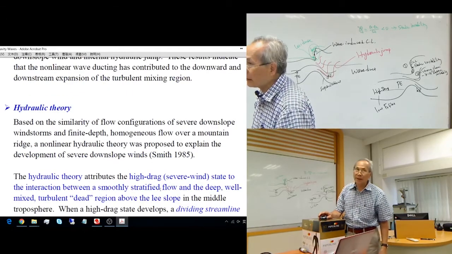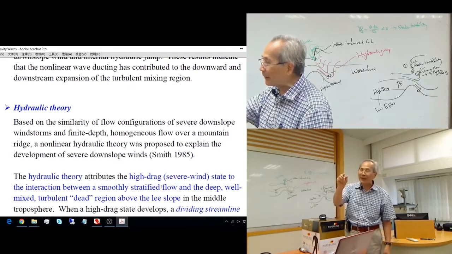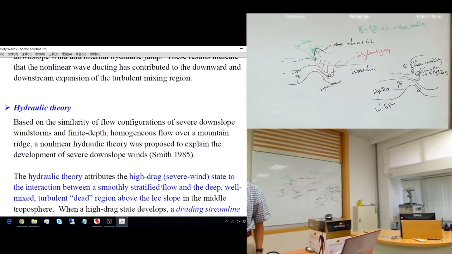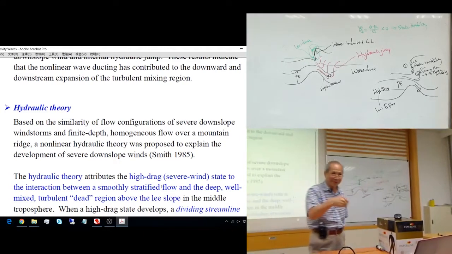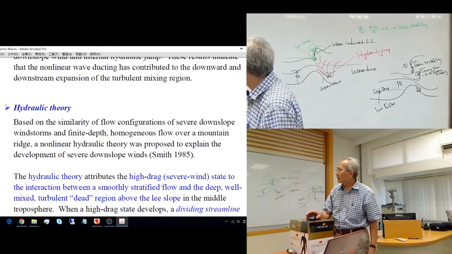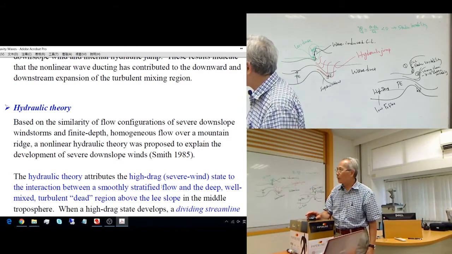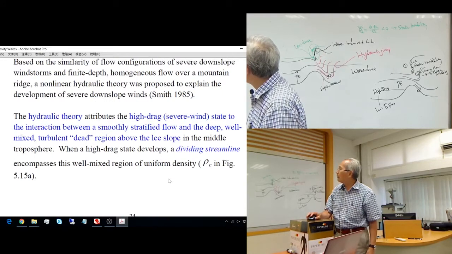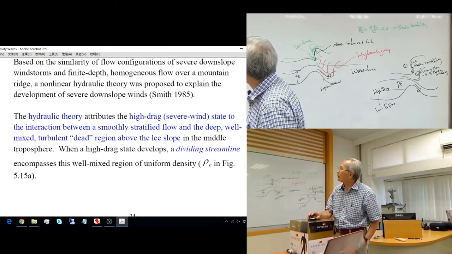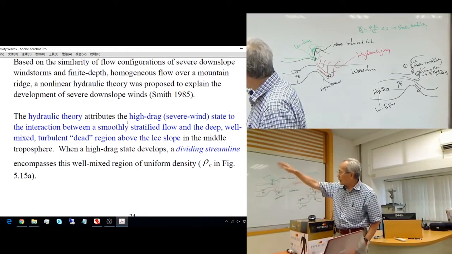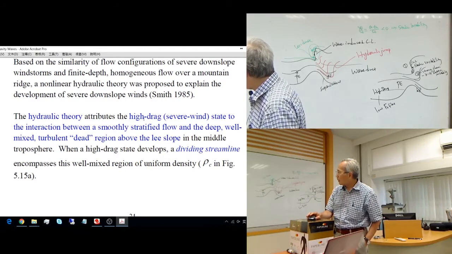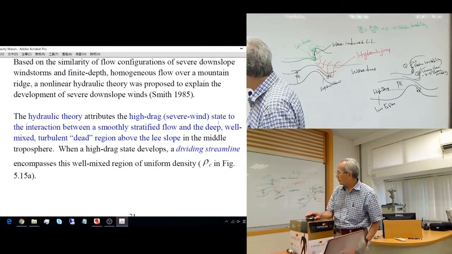When I was his student, he had a very good 1979 review paper. I went through all the equations to train myself, and it was also more or less required by him. So what I am trying to say is that Smith, and also the other people in the same group, say it is the hydraulic state.